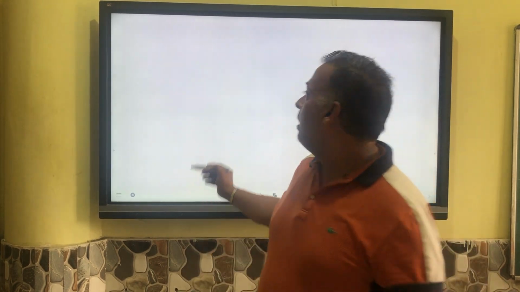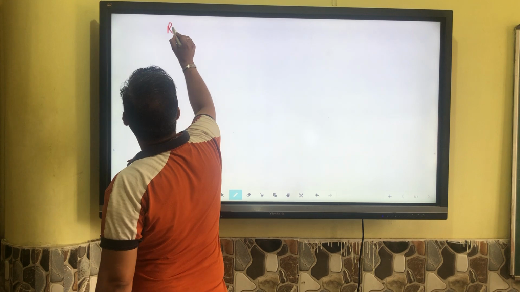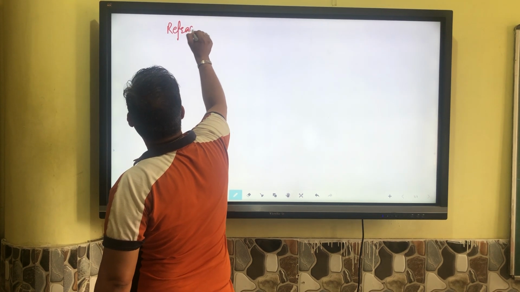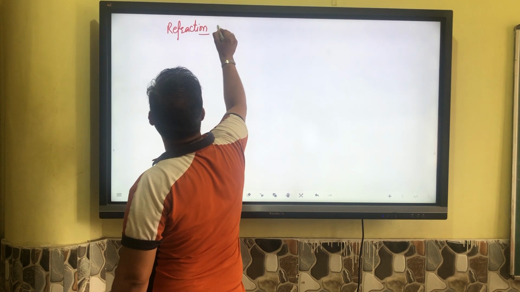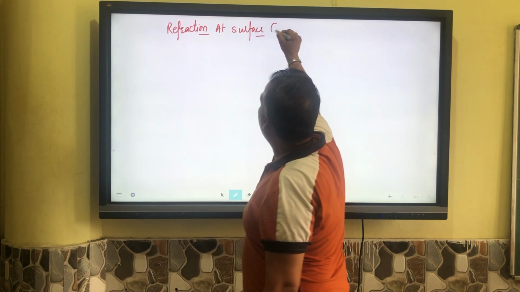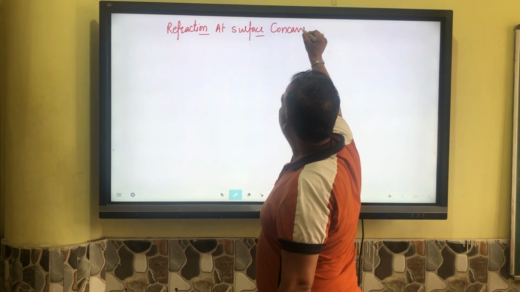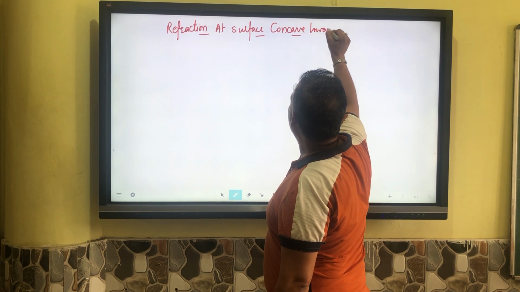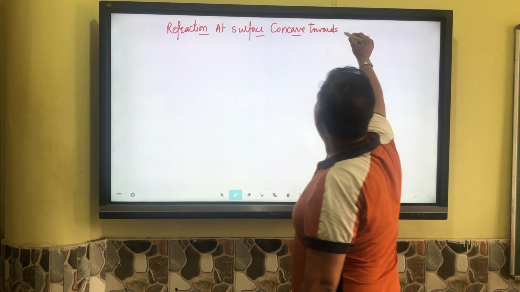Let's talk about the refraction at a surface concave towards the rarer medium.